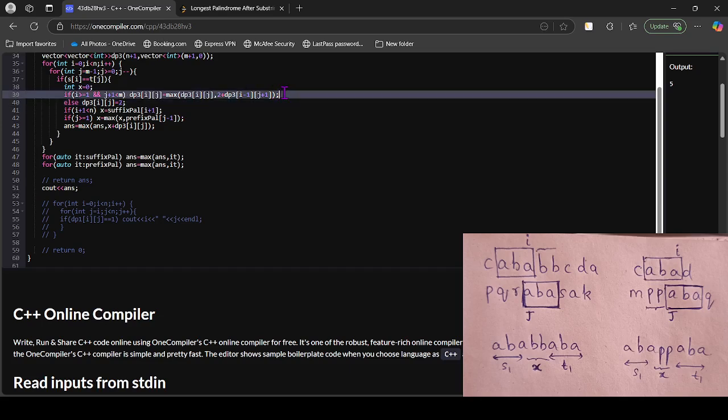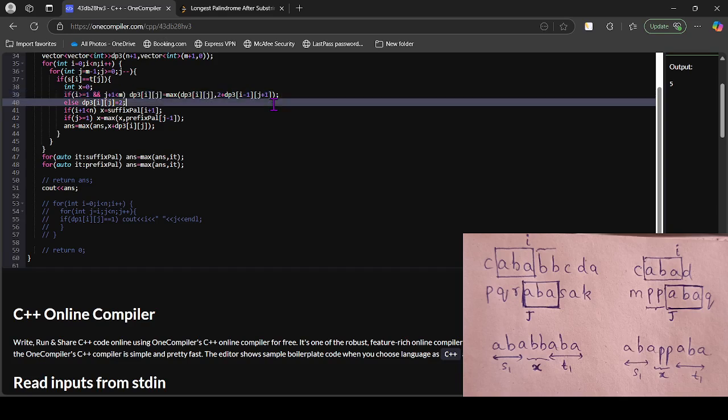And this is just the boundary case. If i is greater than or equal to 1 and j plus 1 is less than m, only then we can access dp3, and else we are out of the boundaries. For example, i is equal to 0, or j is equal to m minus 1. So we cannot increment further or decrement further. So the answer is 2 itself.